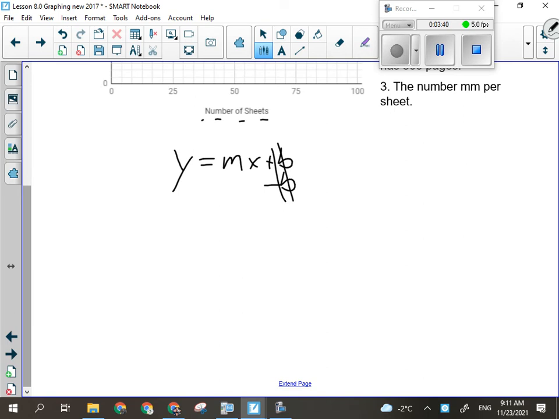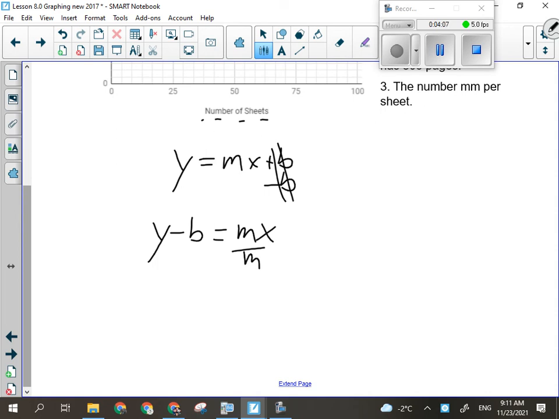B is gone. But what I do to one side, I have to do to the other. Y minus b equals m times x. All that's left attached to x is m. So how do I move m to the other side? Right, because I'm multiplying by it right now, so I'm going to divide. M divided by m is 1.